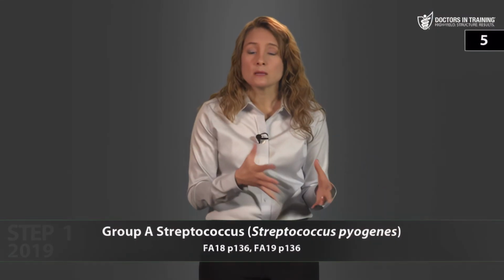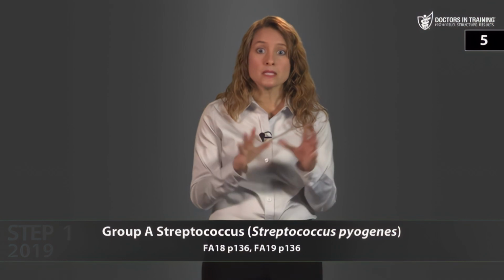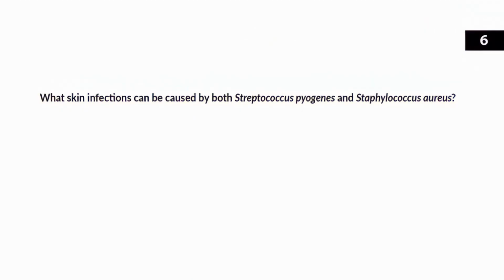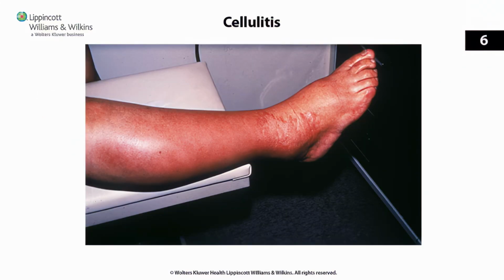Now let's move on to some streptococcal skin infections. This is also in the study guide. What skin infections can be caused by both strep pyogenes and Staph aureus? Either of these bacteria can cause cellulitis, which is a deep skin infection. Here's an image of cellulitis of the leg. So you notice the redness and the edema. This is usually warm and very tender to the touch.